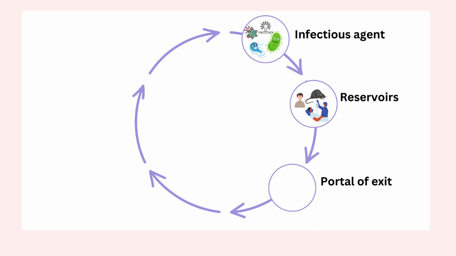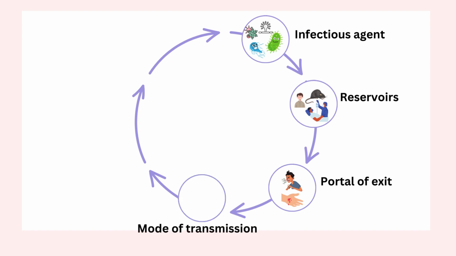The route through which a microorganism leaves the reservoir and spreads is called the portal of exit. It includes breaks in the skin and body fluid release when a person coughs, sneezes, vomits, urinates, and bleeds. A mode of transmission is the method by which microorganisms spread from a portal of exit to a portal of entry. Transmission can occur through direct or indirect methods.